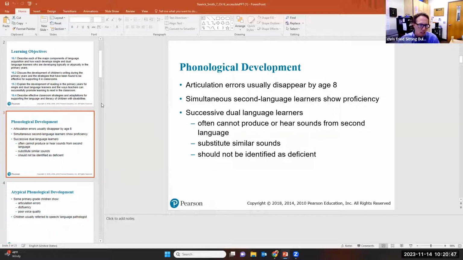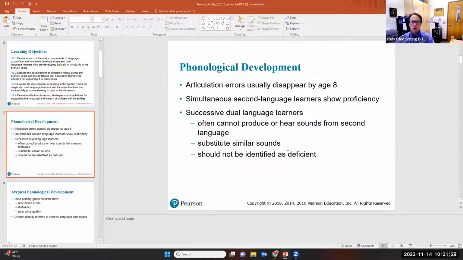Here we're talking about articulation errors, how they pronounce their words. They typically disappear by the age of 8, as they understand the words a little better, use them correctly, and their speech patterns form a little better as well. Second language learners are very good at showing proficiency in both languages. They're starting to use them successfully as well. Successive dual language learners, though, will sometimes substitute similar sounds. They're going to mix a few things up. So even though they're showing proficiency, they're still going to have some things that are difficult for them to do, so we should not identify them as deficient.